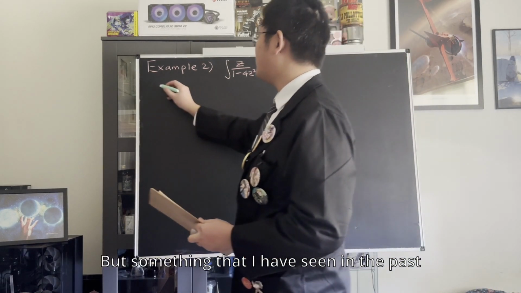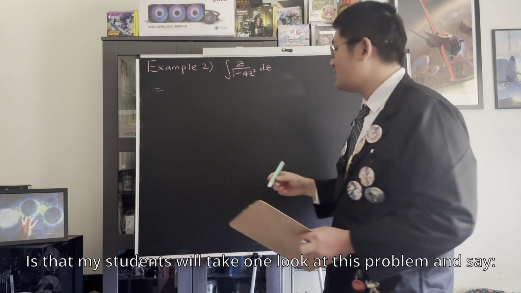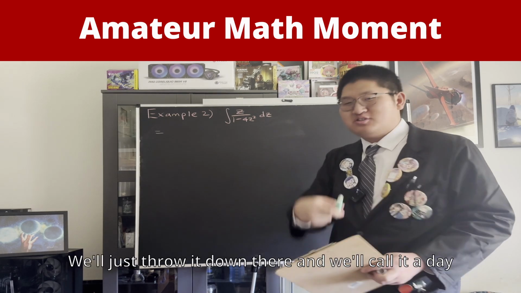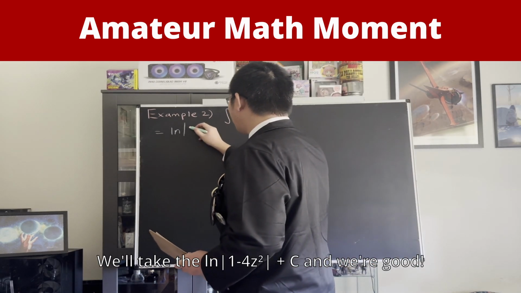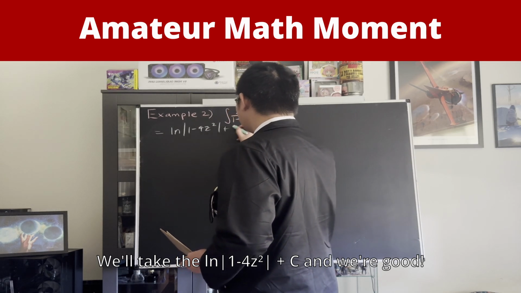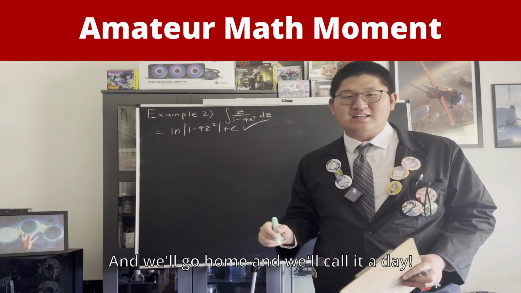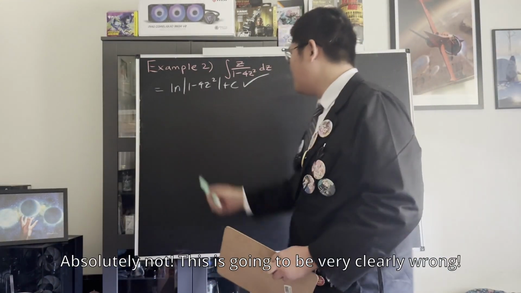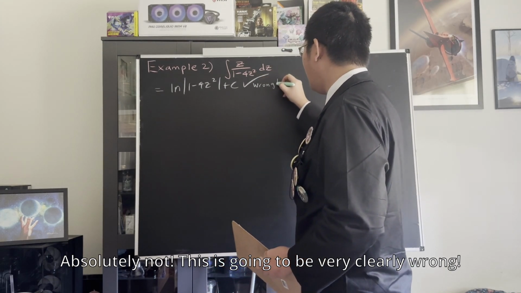But something that I've seen in the past is that my students will take one look at this problem and say, "Oh wow, look at that. This is just in the denominator. We'll just throw it down there and we'll call it a day. We'll take the natural log of the absolute value of 1 minus 4z squared plus c, and we're good. And then we'll just go home and we'll call it a day." No, absolutely not. This is going to be very clearly wrong.